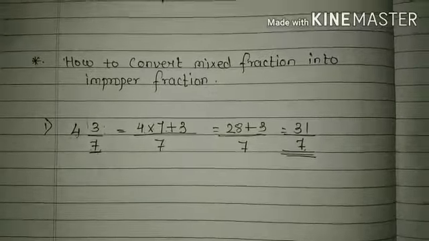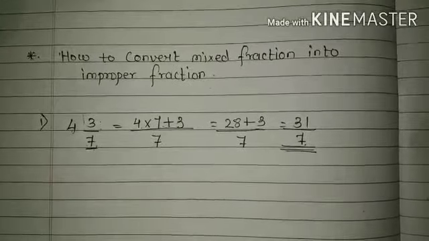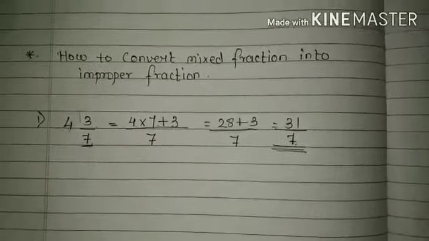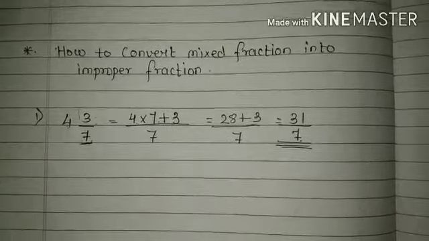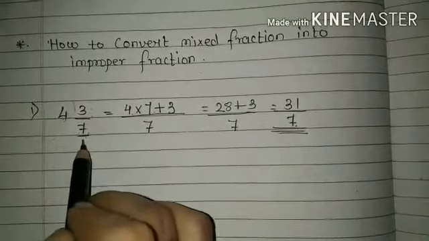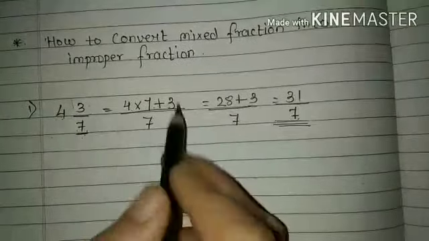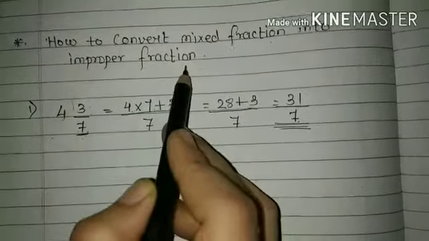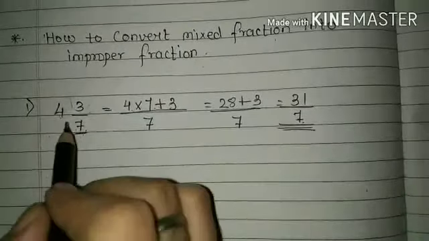Hello students, in the previous video I have given the explanation of operations on fractions and types of fractions. Now we are going to see how to convert a mixed fraction into an improper fraction. Here you can see the example given, 4 and 3/7. So how do we convert a mixed fraction into an improper fraction? We will understand by this example.